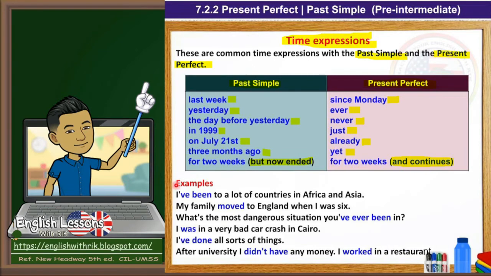Here are some more examples. I've been to a lot of countries in Africa and Asia. My family moved to England when I was 6. What's the most dangerous situation you've ever been in? I was in a very bad car crash in Cairo. I've done all sorts of things. After university, I didn't have any money. I worked in a restaurant.